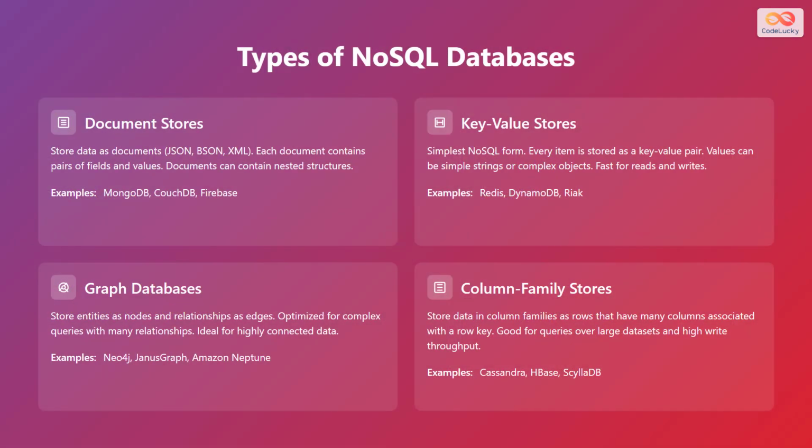NoSQL databases come in various types, each suited for different use cases. Document stores such as MongoDB, CouchDB, and Firebase store data as documents in formats like JSON. Key-value stores like Redis, DynamoDB, and Riak store data as simple key-value pairs. Graph databases such as Neo4j, JanusGraph, and Amazon Neptune are designed to store entities as nodes and relationships as edges. Column family stores like Cassandra, HBase, and ScyllaDB organize data into column families.